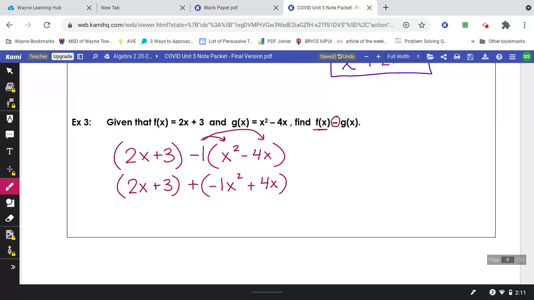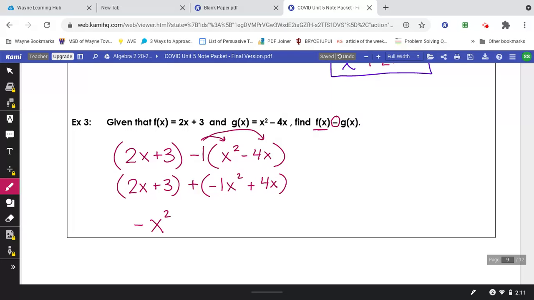At the end, I combine my like terms, starting with the highest exponent, x squared. So I only see this 1x squared, negative 1x squared, so I'll bring that down. And I'm even going to leave off the 1 because it's not really necessary. A 1 in front of something is always invisible. You don't have to write it.